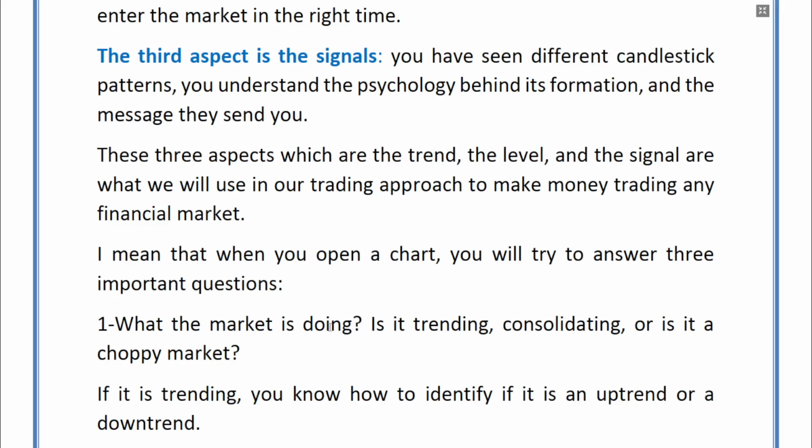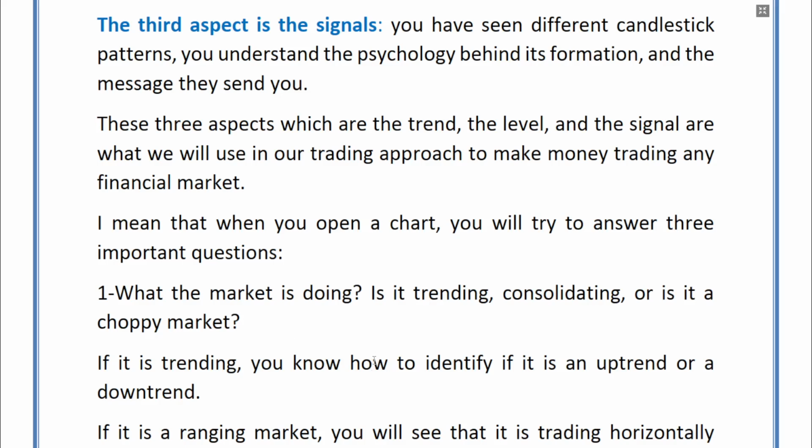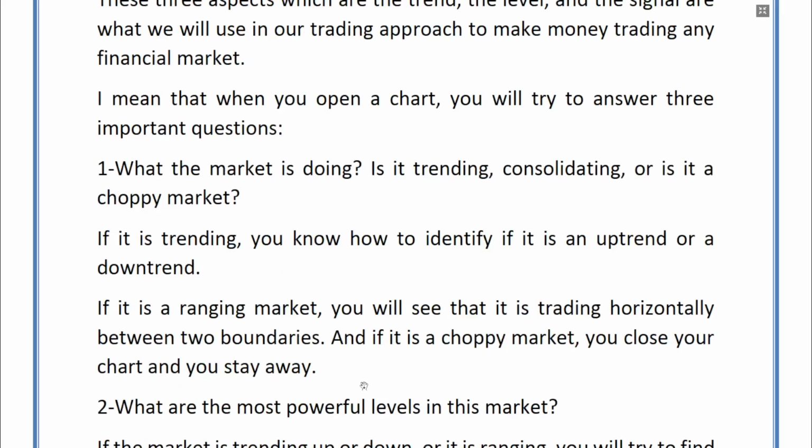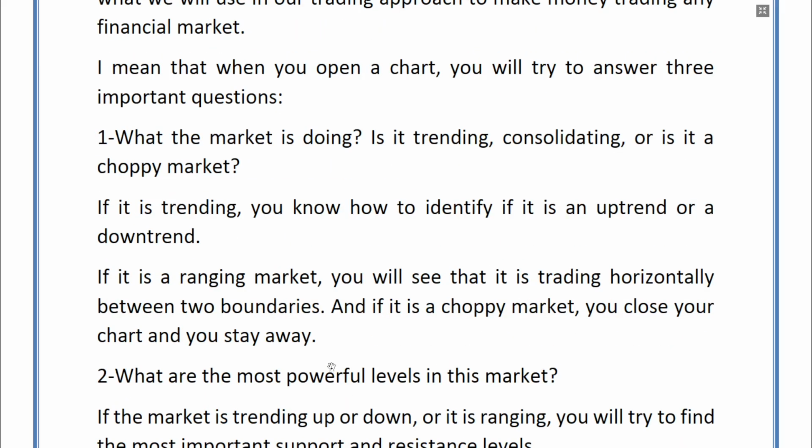What is happening? If it is trending, you know how to identify if it is an uptrend or a downtrend. If it is a ranging market, you will see that it is trading horizontally between two boundaries. And if it's a choppy market, you will close your chart and you will stay away, all right?